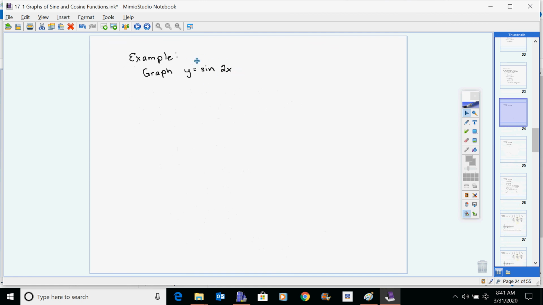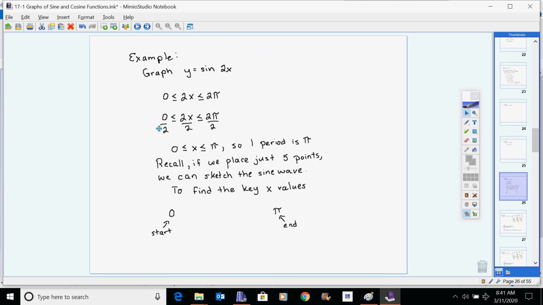So y equals the sine of 2x. We want to put 2x in between 0 to 2 pi, which would be our standard range for a sine function. I want to divide all those by 2, because when I divide them by 2, I end up with x by itself in the middle, so my new range of values is 0 to pi.